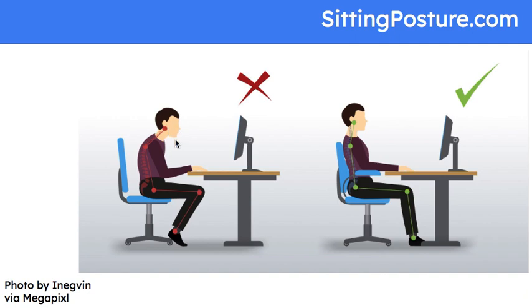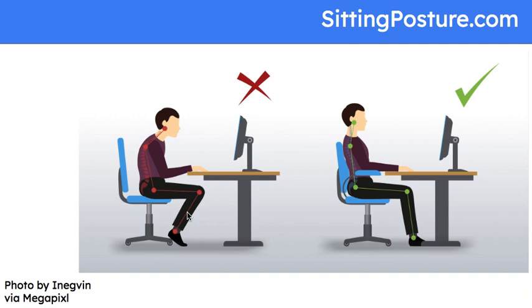His head is way forward in front of his torso, so his neck is taking a ton of that weight. A ton of that gravity is put onto his neck muscles. Let's see, what else is he doing wrong? His feet are not flat on the floor. I used to sit like this for a long time, and I know you guys have probably heard me say this before. I say this on many videos.